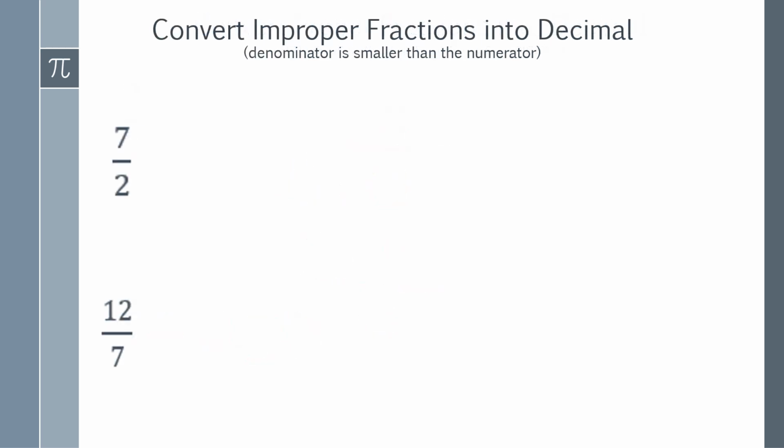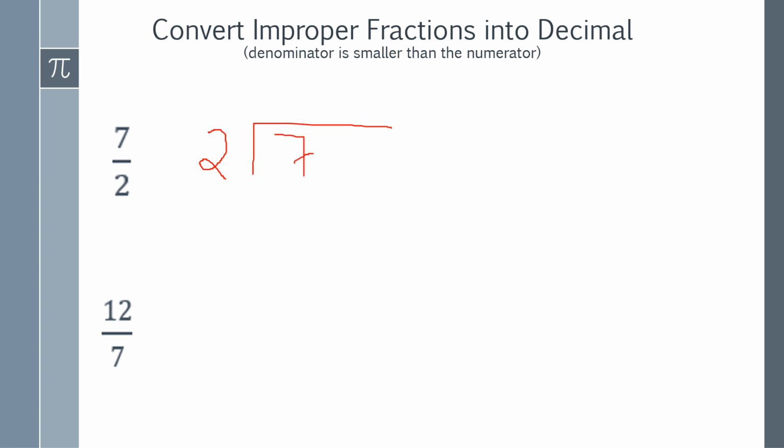In the next example, we are going to convert an improper fraction into a decimal. It's called an improper fraction because the denominator is smaller than the numerator. So you have 7 over 2 in the first example, and 12 over 7 in the second example. We're going to start with the 7 over 2. Again, regardless of which number is larger or smaller, you follow the same rule: you put the denominator on the outside and the numerator on the inside, and you just do your normal division.